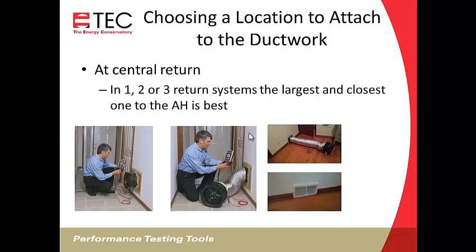Next we'll be talking about choosing a location to attach the Duct Blaster. We can attach it at a return. In a 1, 2, or 3 return system, the largest one closest to the air handler is best. With more than 3 returns, we probably want to measure at the air handler. If we're doing pressurization testing, we don't need to use the flex duct. We don't need to attach a flow ring, and we can connect right to the return grille.